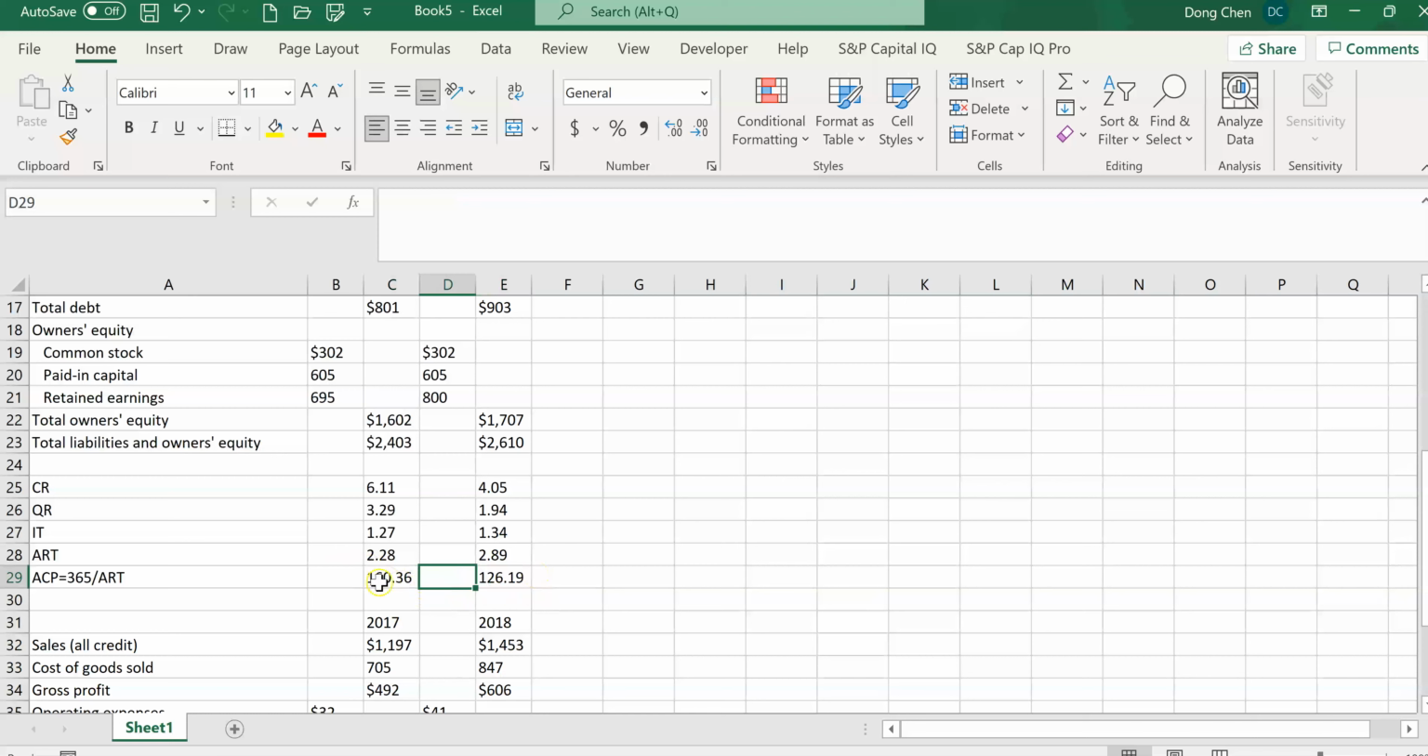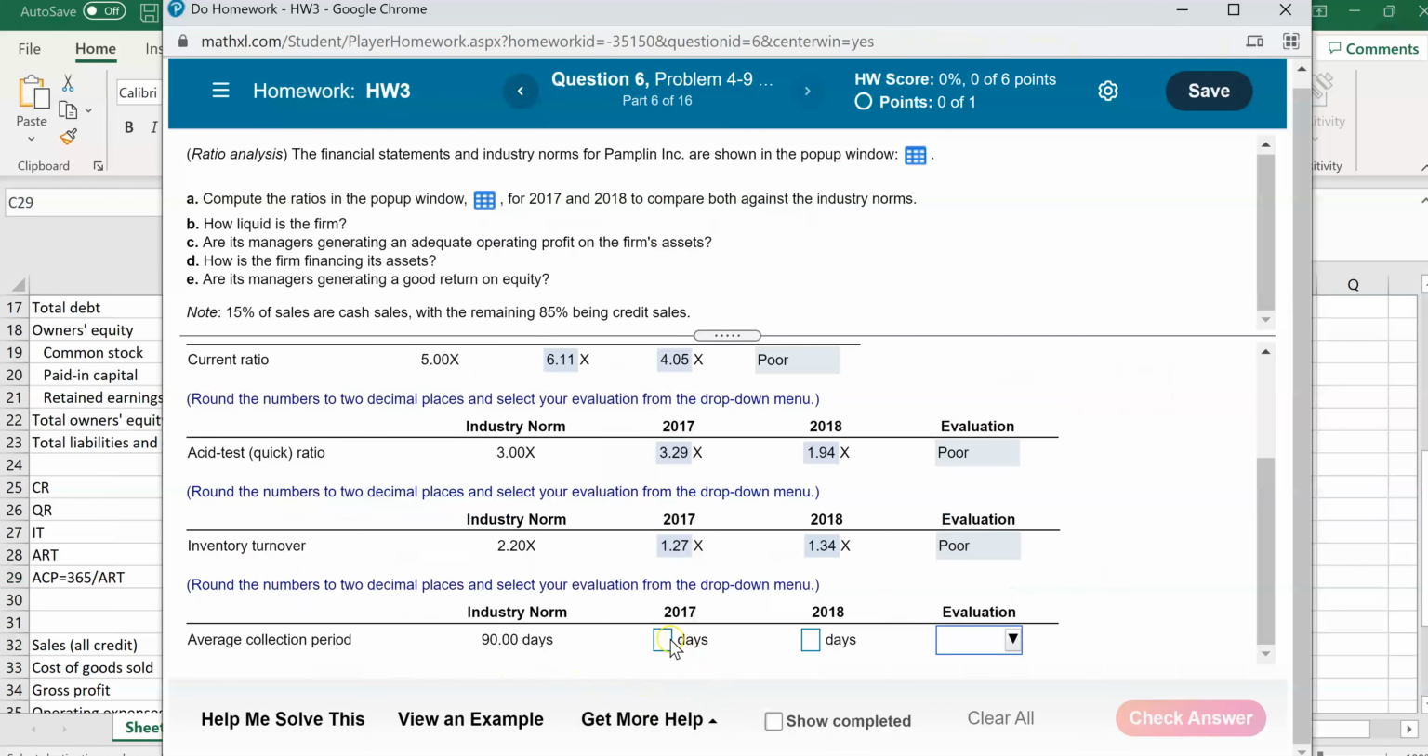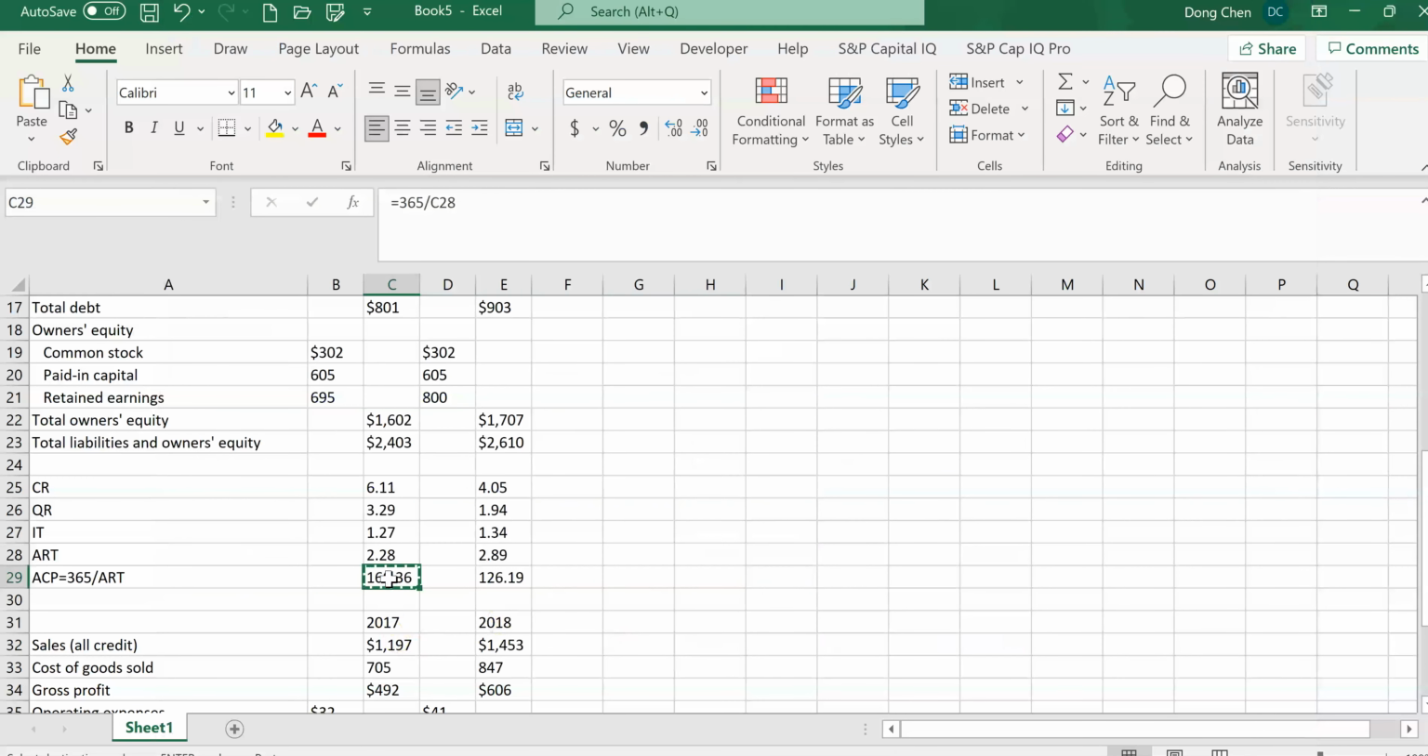And you can see this has been decreasing over the years. Basically, we want this average collection period to be lower, right? Because when it's lower, it means that it's taking less time for the firm to collect cash from those customers who paid by credit. So this is how we can interpret this, and it's actually indeed.